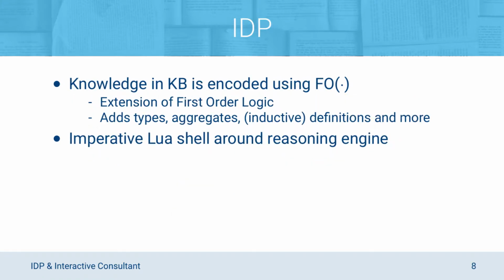In the IDP system, this knowledge in the knowledge base is encoded using FO dot, which is an extension of classic first-order logic, which adds types, aggregates, inductive definitions, and more. This allows us to represent knowledge in a very intuitive manner.